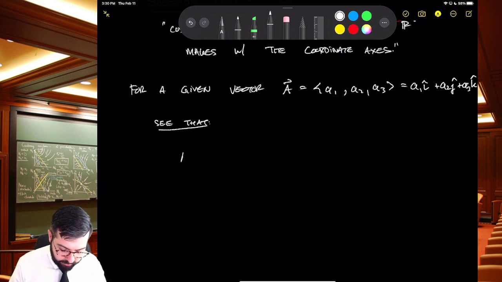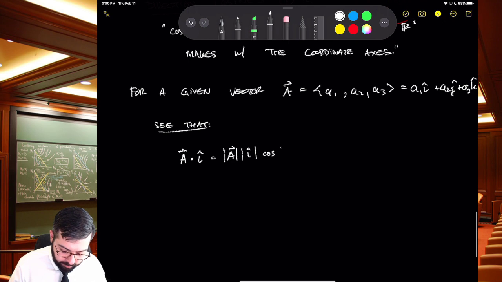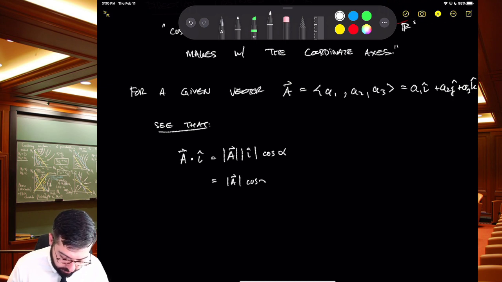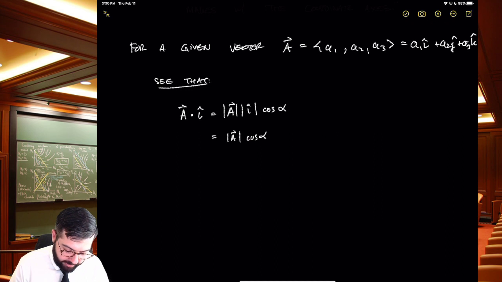That's really nice. So if I take my vector A, whatever it is, and I dot product it with a basis vector, I know that this is really the magnitude of each of these vectors times the cosine of the angle between them. And I'm actually going to change this theta to an alpha because it's a quote-unquote special angle. Magnitude of i is what? 1. So this reduces to just be magnitude of A cos alpha equals A dot i.